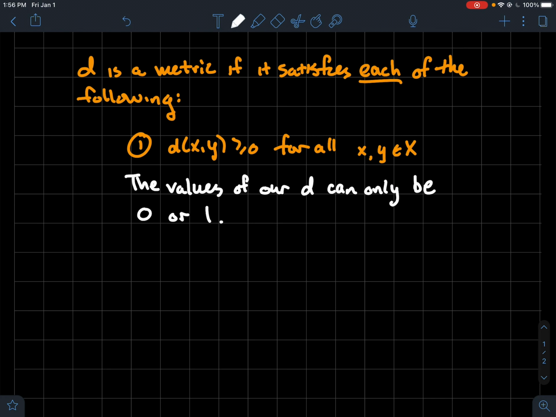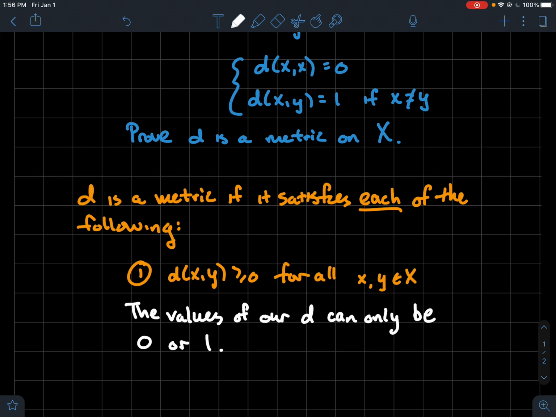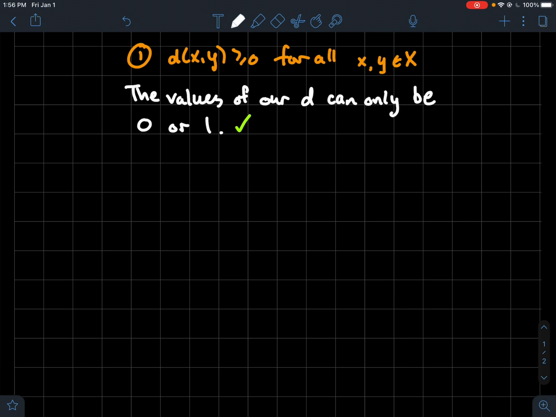So what do we have here? Let's look at our formula. This distance function is kind of nice because it says your distance is either 0 or 1. It's got to be one of those two numbers. So of course this is satisfied. Definitely the distance is at least 0. So we'll put a little check mark by it in green, making sure we're done. So that's the first property of being a metric.